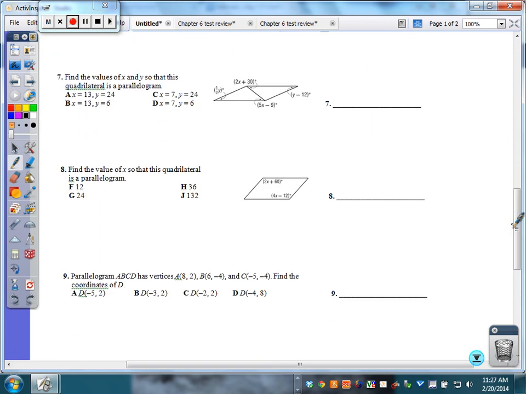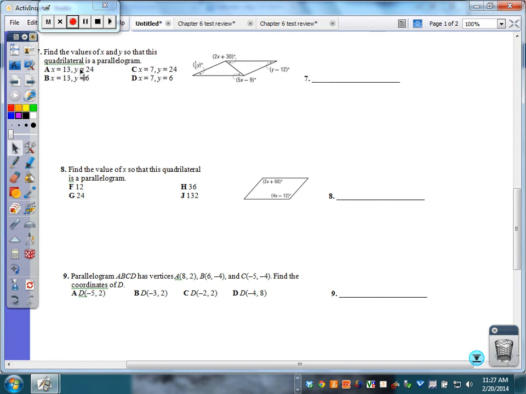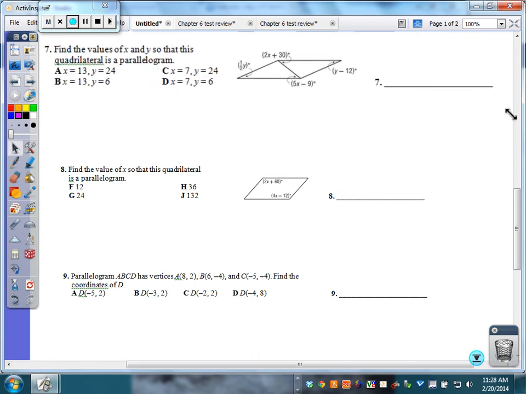Okay. Number 7 applies the same property about the diagonal of a parallelogram creating two congruent triangles. So in this case, this diagonal right here is going to create two congruent triangles. This triangle right here is going to be congruent to this triangle right here. When that happens, this angle is congruent to this angle. This angle is congruent to this angle. And this angle is congruent to this angle.